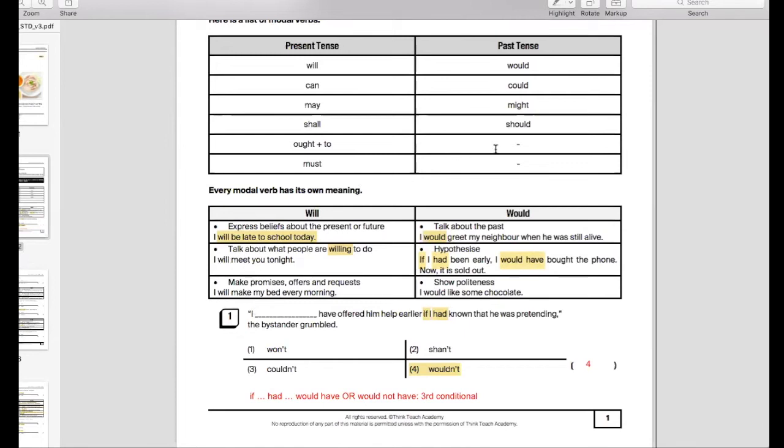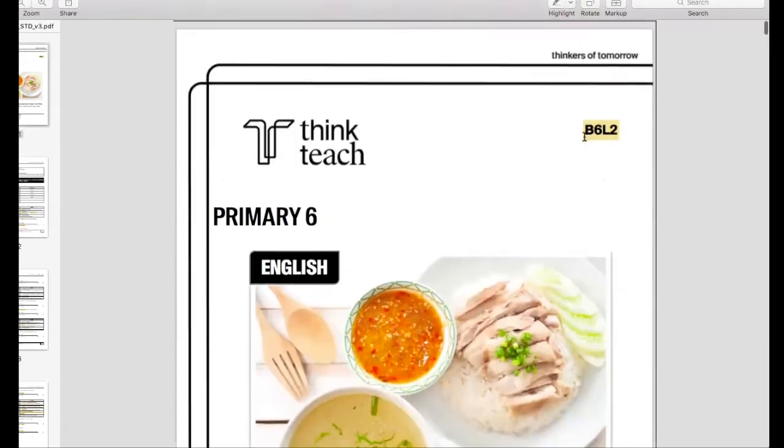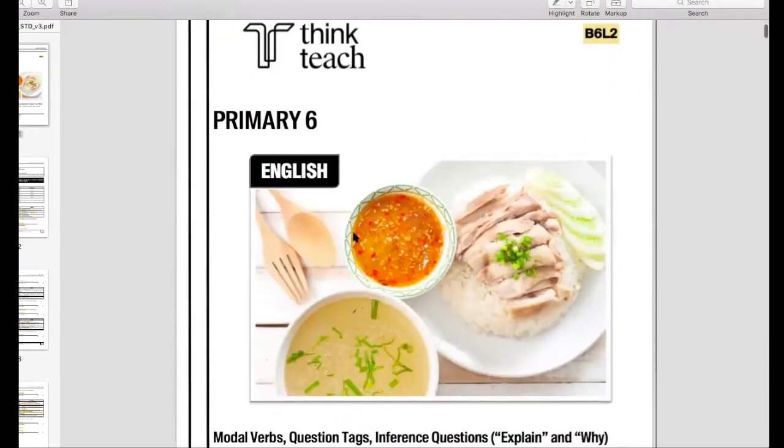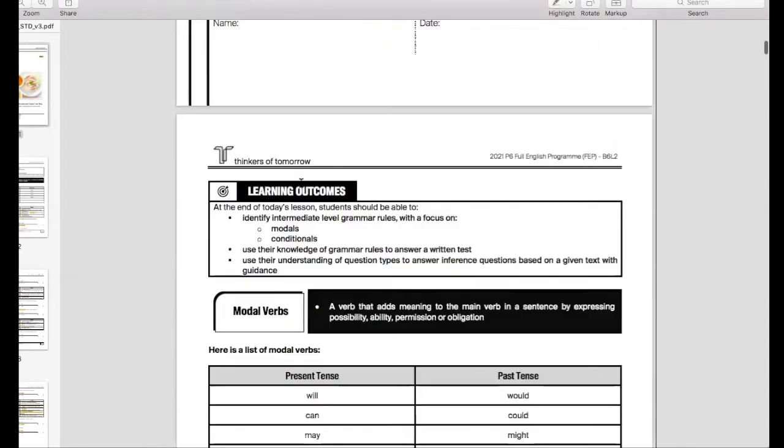Adrian, this is B6L2. Worksheet B6L2. Here, chicken rice. You should see a picture of a chicken rice. Later, you'll understand why I put a picture of a chicken rice.